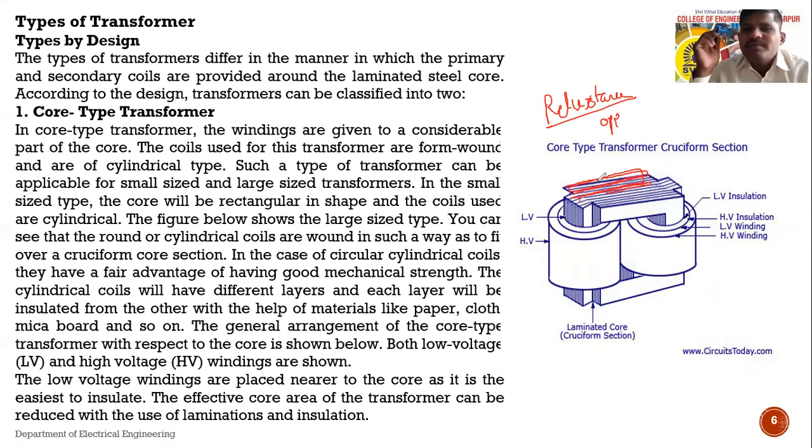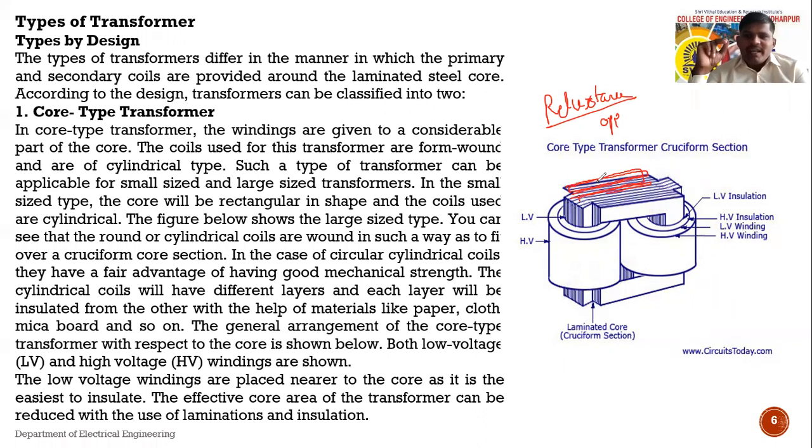Around this core, winding can be wound. This depends upon which type of transformer it is. Suppose we are considering a core type transformer. In case of a core type transformer, the winding will be wound around the core. This winding is nothing but a copper material.